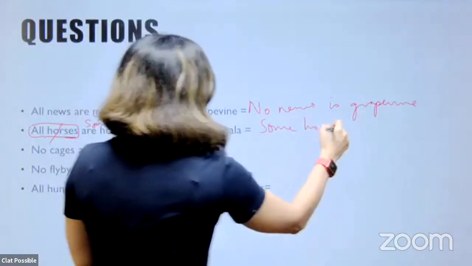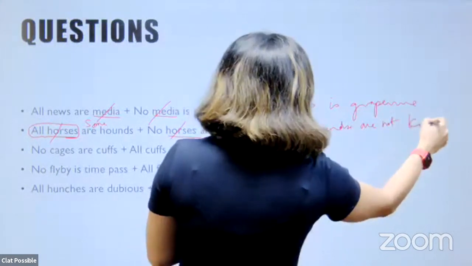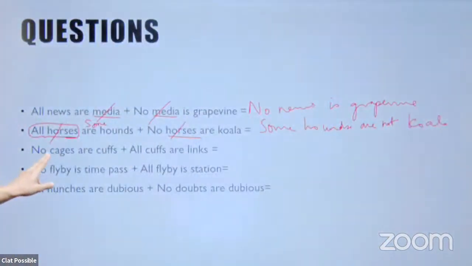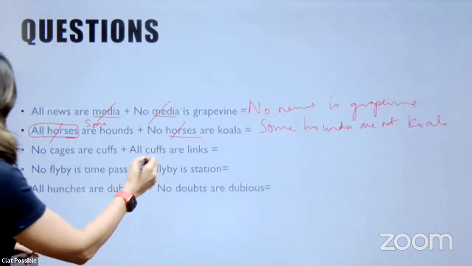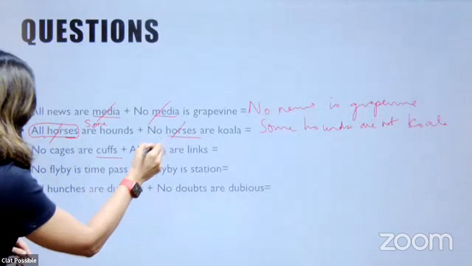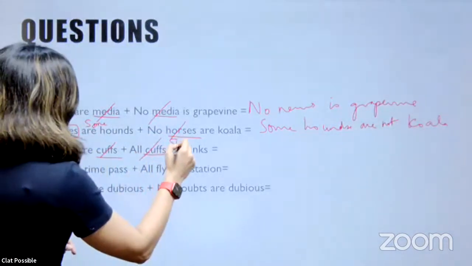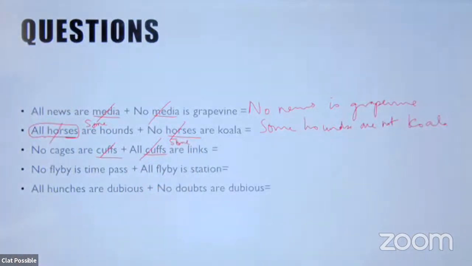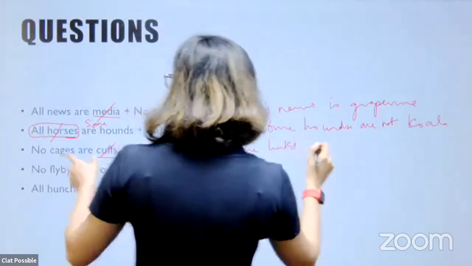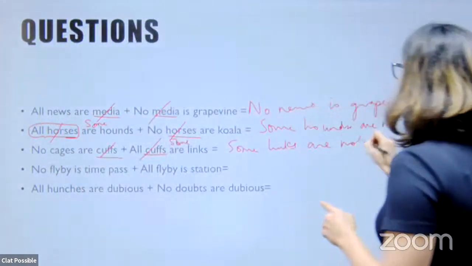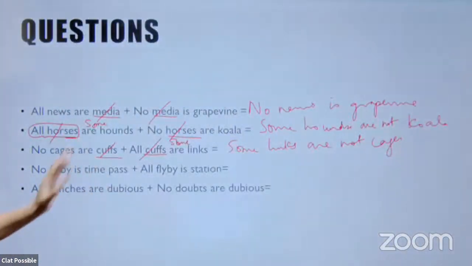So my answer will be, now you will not get confused with the order of the answer also. Some hounds are not koala. Then I come to the next one. I have to focus on the all statement. The middle term is cuffs. Again, the middle term is written with all. So I have to write down some. Some links are not cages. Do not get confused with the no statement. The no statement can be anything.